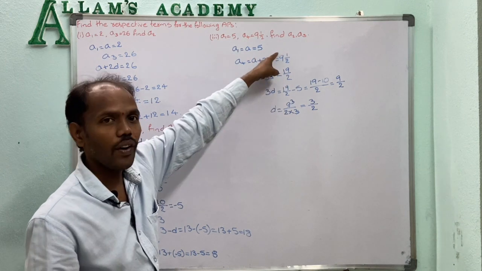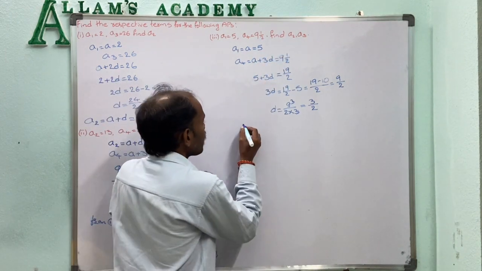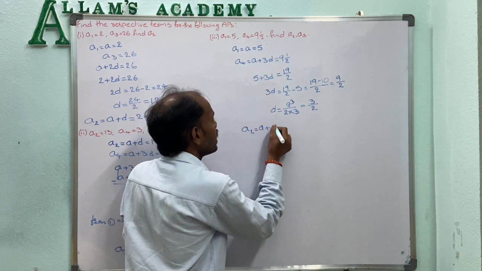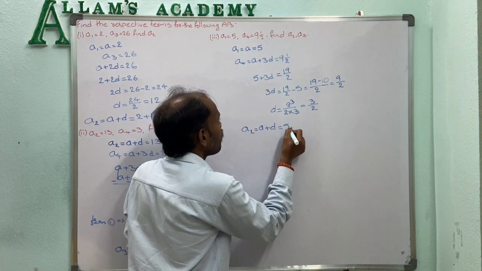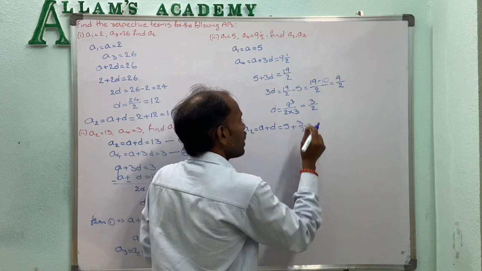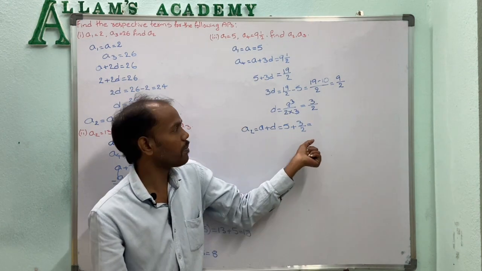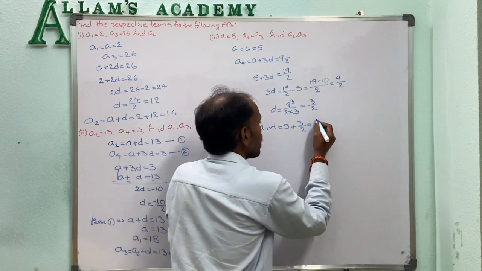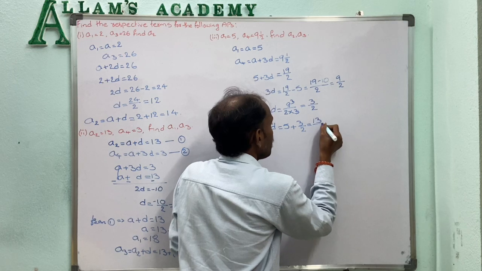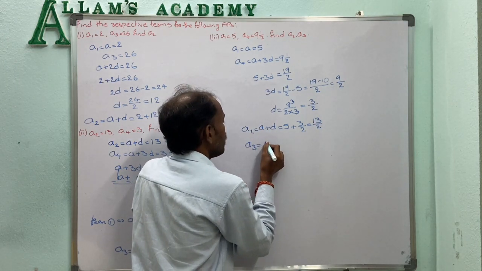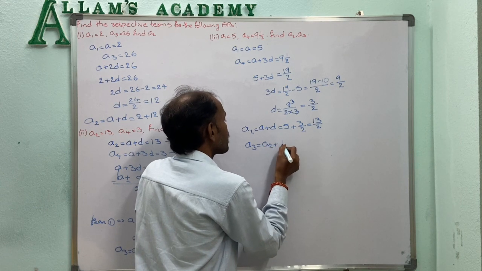Now we want to find A2 and A3. A2 is equal to simply a plus d. a equal to 5 plus 3 by 2. 5 plus 3 by 2 is 5 whole 3 by 2. So 2 fives are 10, 10 plus 3 equal to 13. So 13 by 2.